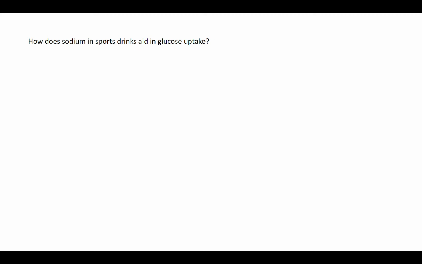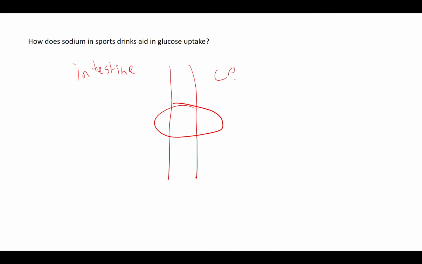Right, our next question asks, how does sodium in sports drinks aid in glucose uptake? Well, inside of our intestinal epithelia, there are certain transporters that allow sugar into our bodies from our intestinal tract. So this is our intestinal lumen, and here's our intestinal epithelial cell. There are certain receptors basically here, or transporters, that will allow things like glucose to enter into these cells.